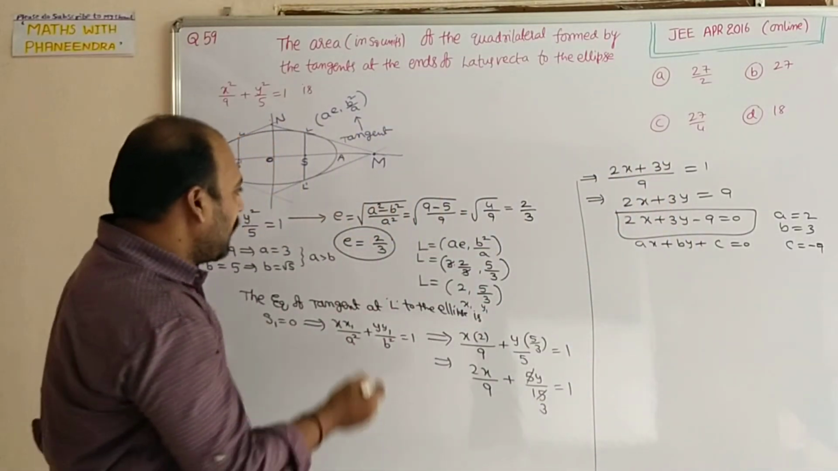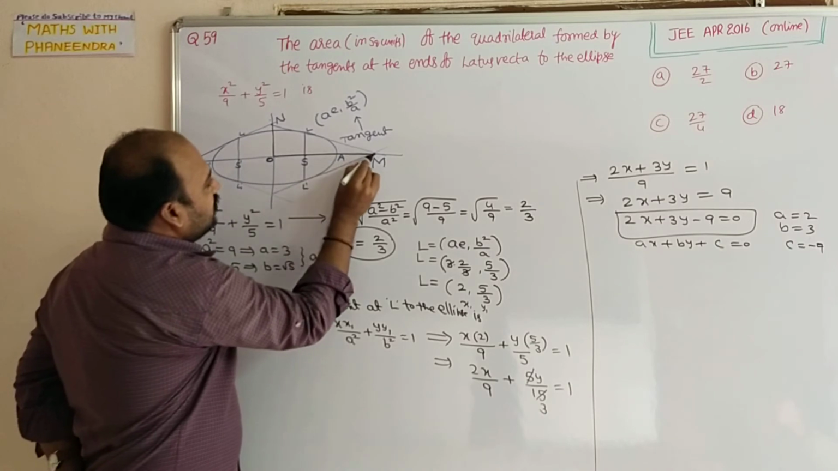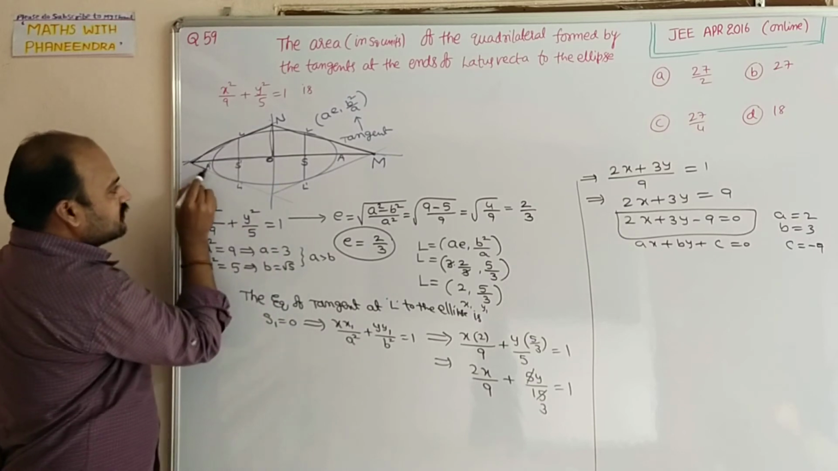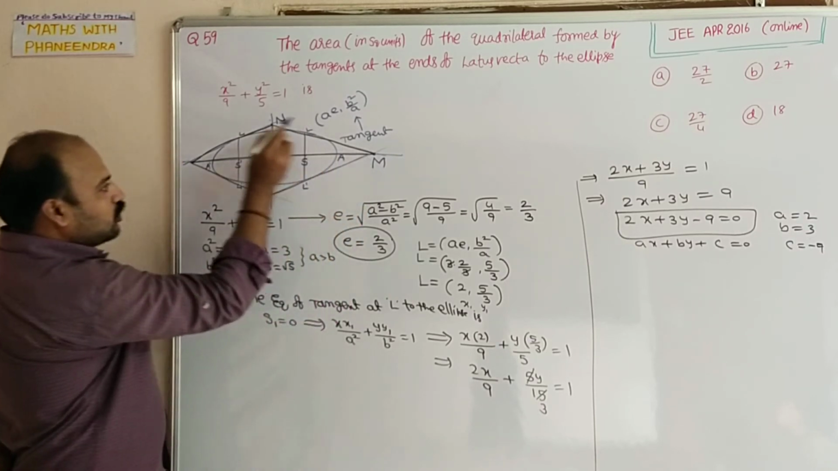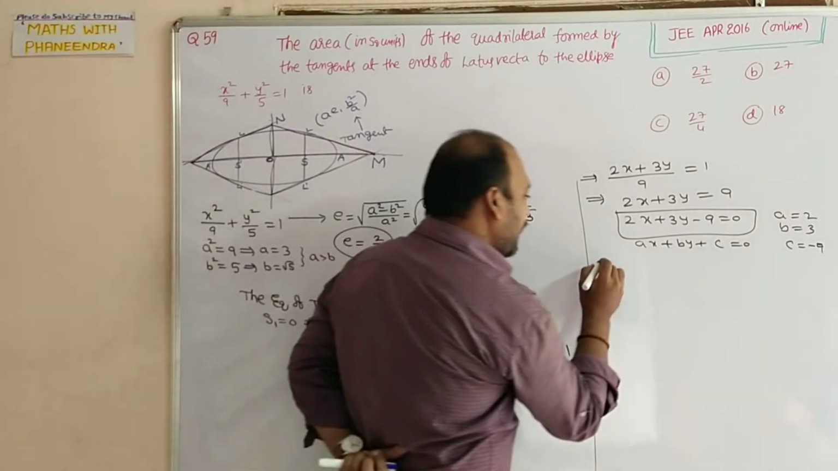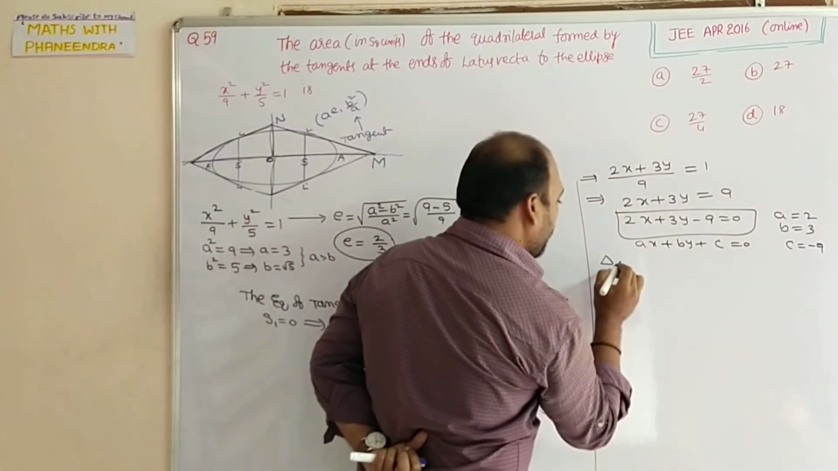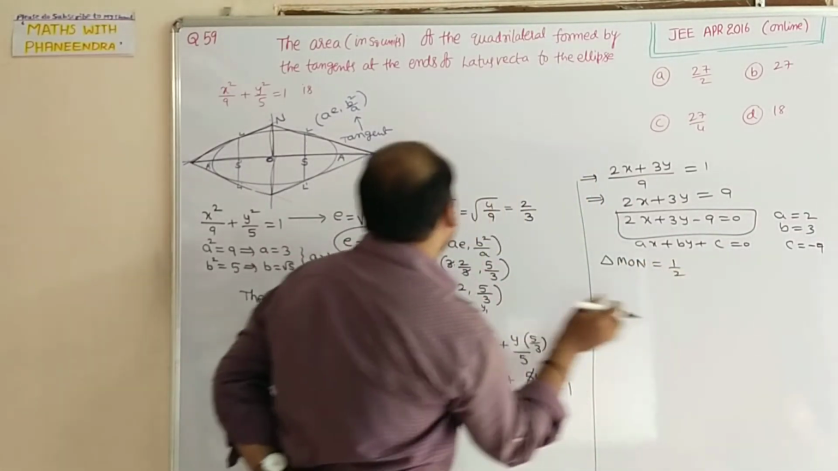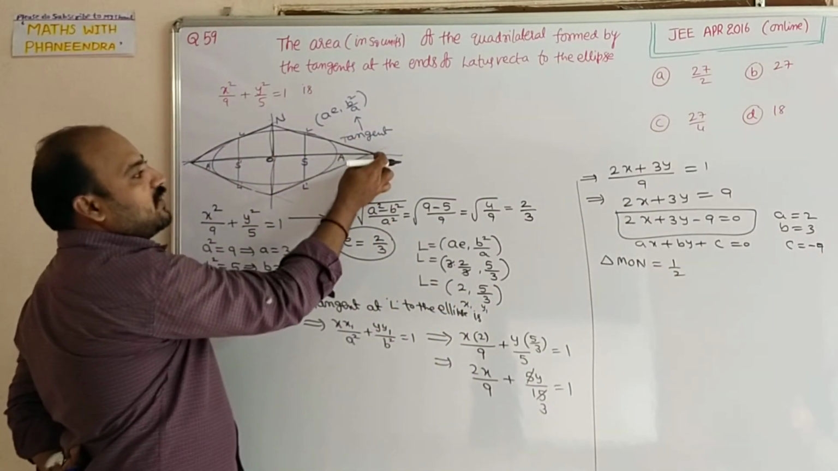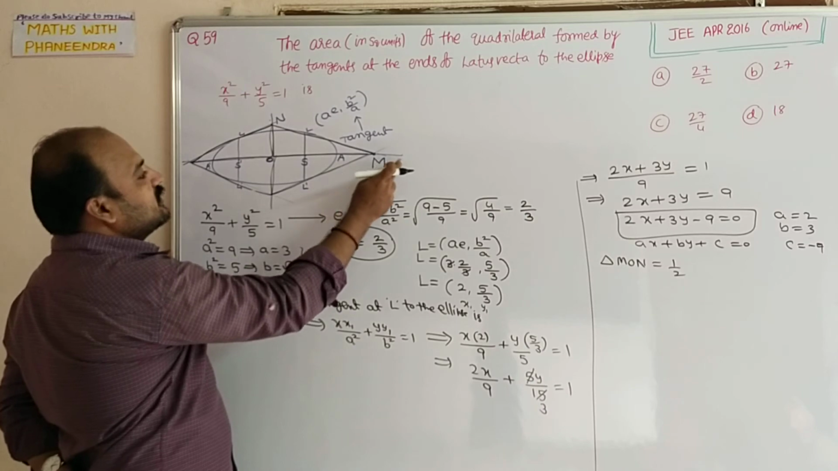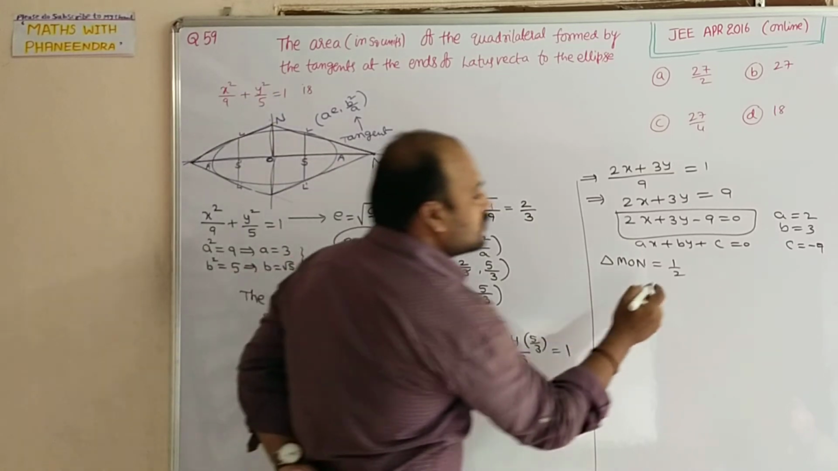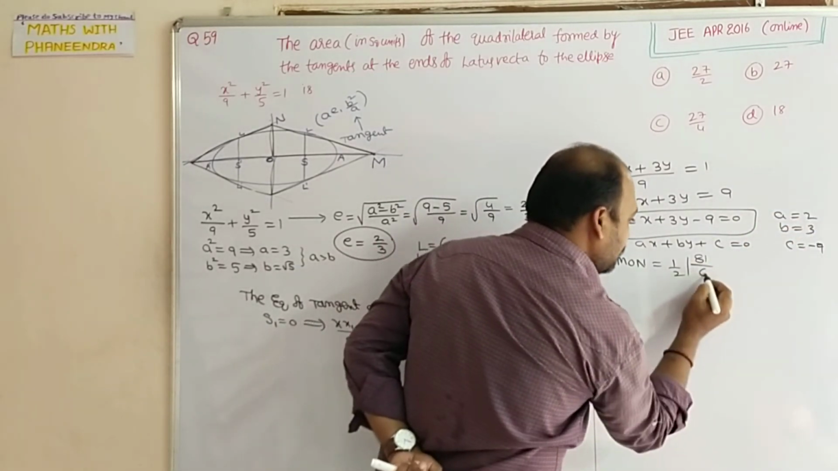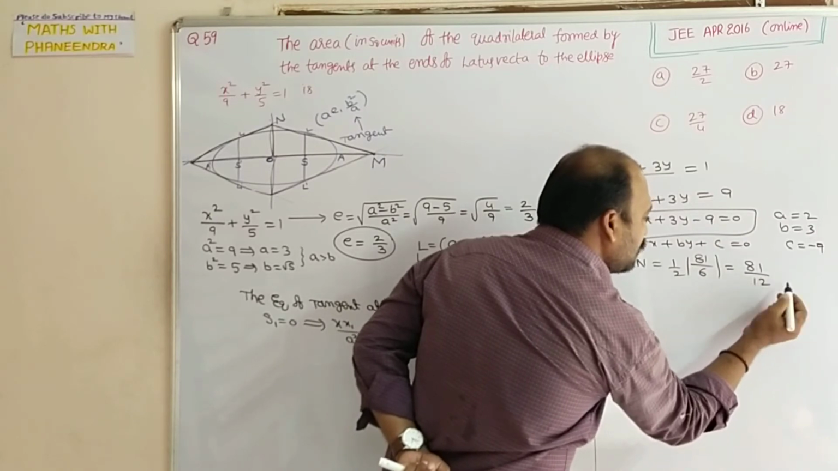What is the use of writing this? I am going to calculate this area, and then I will apply it 4 times, so that I get the total quadrilateral area. The area of triangle MON is equal to half into c square by AB, the area of the triangle formed by the line with the coordinate axes. That means OM and ON are the coordinate axes. So half c square by AB. C square means minus 9 whole square, 81, divided by AB, 3 into 2, 6. So this is equal to 81 by 12.